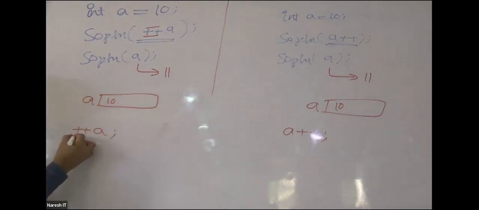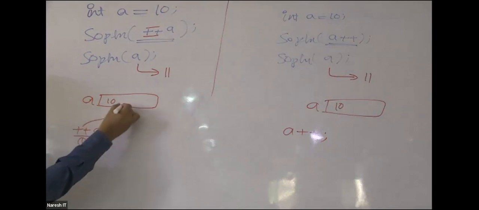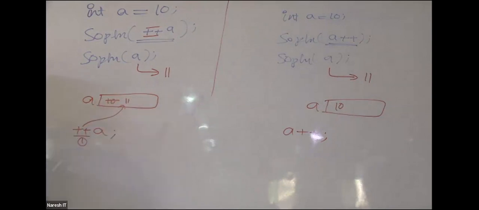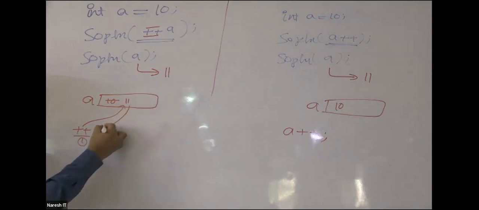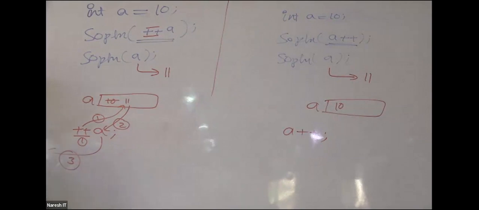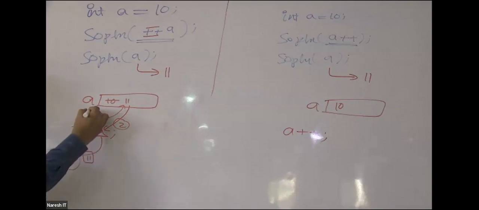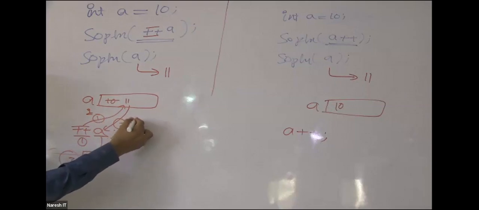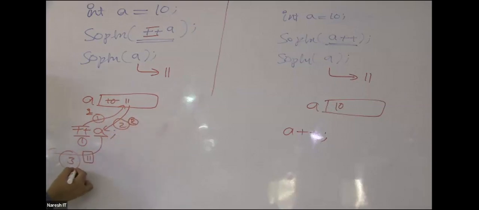++a. What is the meaning of the first ++? Go there and increment. 10 is replaced with what? 11. Then the second statement is what? Read. First store, then read, then the third step is what? Return. So ++ is: first store, increase; second, read, because a is available after ++; then return. What do we return, the original value or the increased value? The increased value. So first increase, second read, third return.